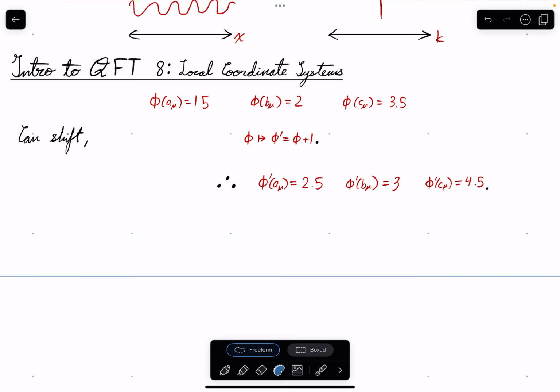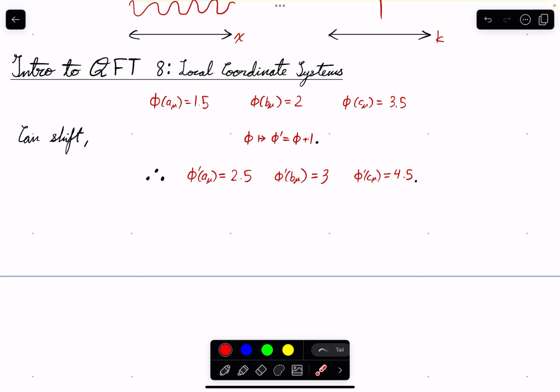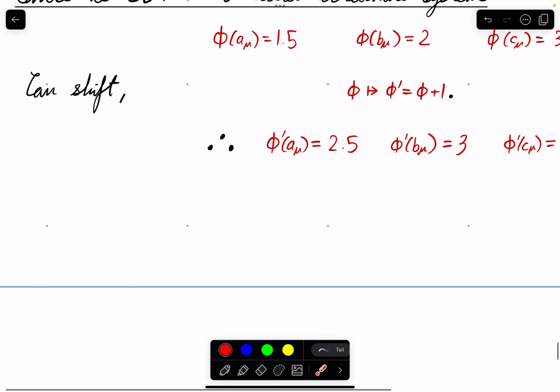Physically, these fields should be the same, even though we see that the fields give different values. In reality, it's just a shift of the original field, so physically it should be the same.